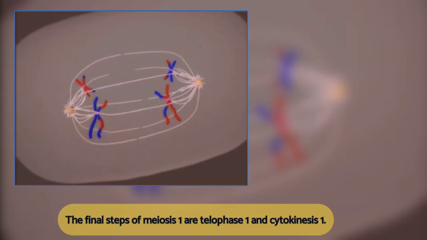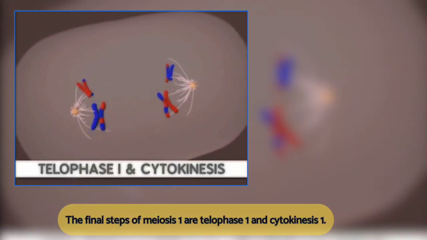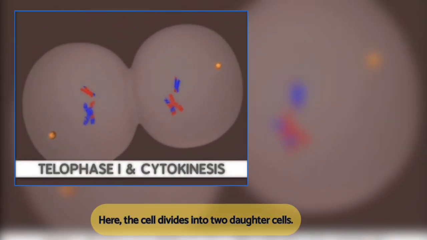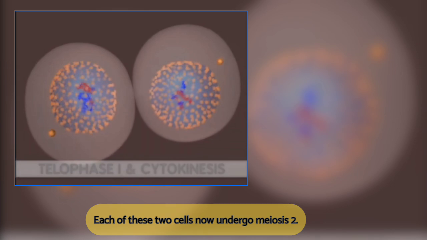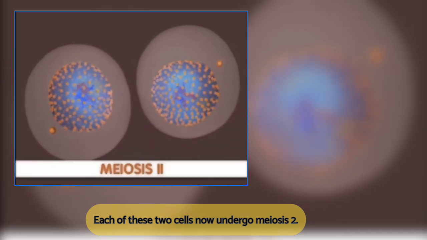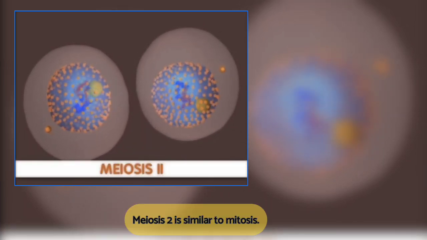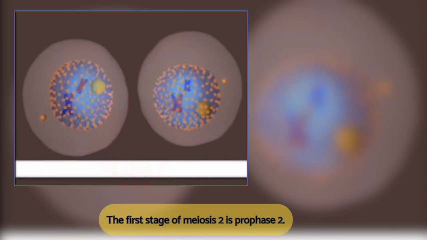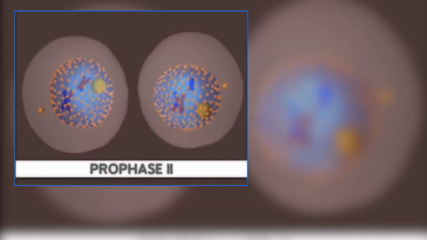The final steps of meiosis 1 are telophase 1 and cytokinesis 1. Here the cell divides into two daughter cells. Each of these two cells now undergoes meiosis 2. Meiosis 2 is similar to mitosis. The first stage of meiosis 2 is prophase 2.